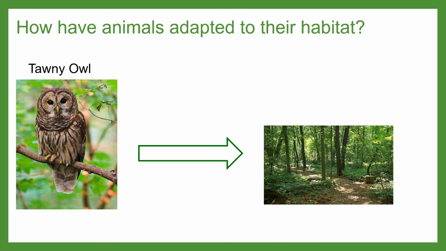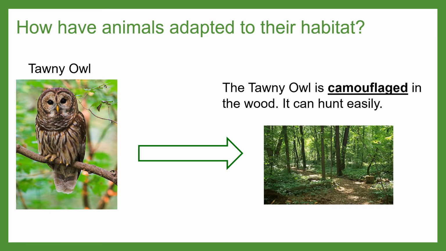Would the tawny owl survive in the snow-white Arctic? Why or why not? Pause the video now and jot down your ideas. Well done. The tawny owl is camouflaged in the wood. It can hunt easily. It wouldn't be able to camouflage successfully amongst the snow, and therefore it will be eaten or not able to catch its prey. There's also the element of the weather to consider too. Do you think the tawny owl's feathers are equipped to deal with such harsh, low temperatures of the Arctic? What do you think the temperature is like in the woods where it lives now?